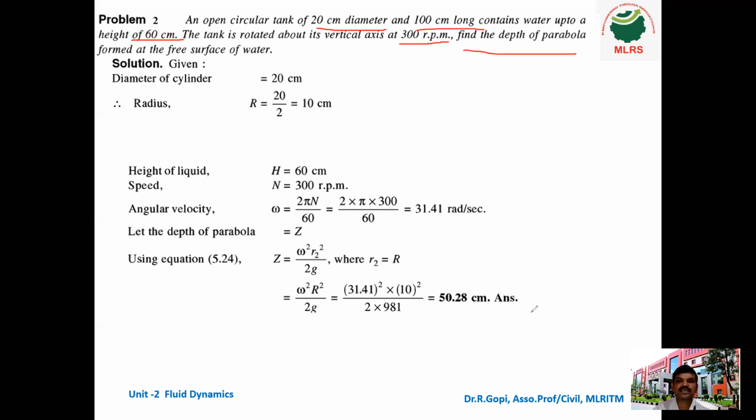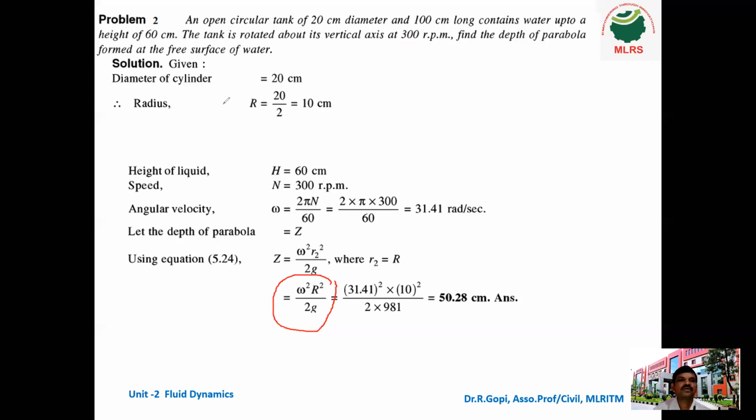So what are they asking in the question? Depth of parabola. That means z equal to what? So this is the question. Okay, so now we will calculate. What is the depth of parabola equation? Omega square r square divided by 2g. So this is the equation.